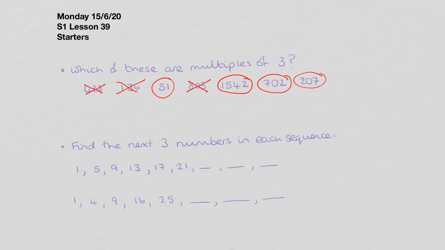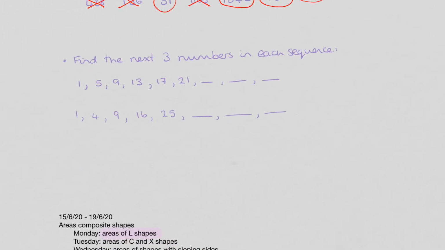Okay, and then a little bit of sequences here, find the next 3 numbers. If we look at what's happening as we go up here, let's see if the gap is the same each time. We've added 4 here and again there, and it looks like adding 4 is the rule for this sequence. So if we add 4 onto 21, we get 25. Add another 4 is 29. And add another 4 is 33.